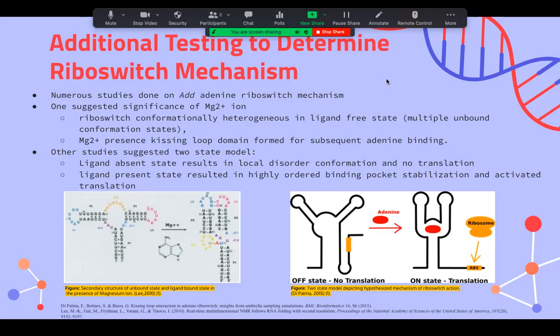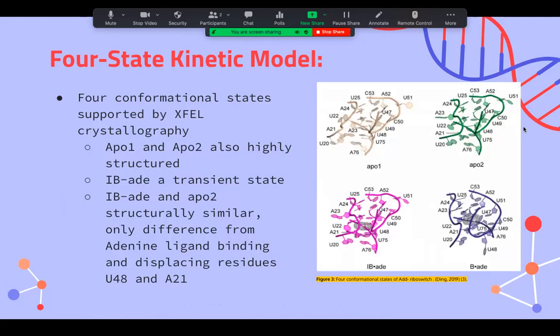Now, a second study that counters this, as you can see from the figure on the right, is one that details a purely two-state kinetic mechanism, one in which the off state is present, in which adenine is not present, and it's purely inactivated, and then another one in which adenine does bind to the binding pocket, which you can see from the center of the figure and on the right side. This allows for a much more highly ordered binding pocket stability, and as a result, subsequent activated translation and gene expression being upregulated. So next slide.